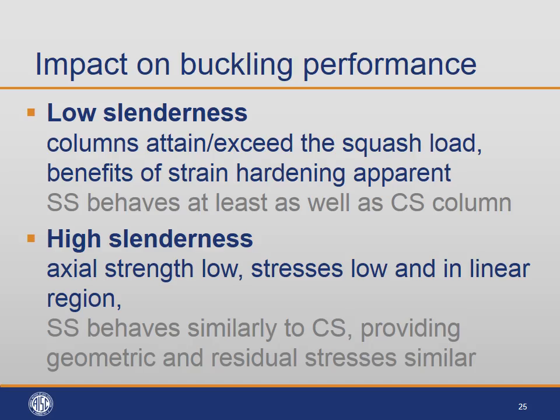So what's the impact on the buckling performance? Well, if we look at columns that have low slenderness firstly, these are columns that would attain or even exceed the squash load, and so the benefits of the strain hardening would be clear, and stainless steel would behave at least as well as an equivalent carbon steel column. At the other end of the scale, if you have a high slenderness column, your axial strength is low, the stresses are low, and you're in the linear region of the stress-strain curve. So stainless steel would behave similarly to carbon steel.